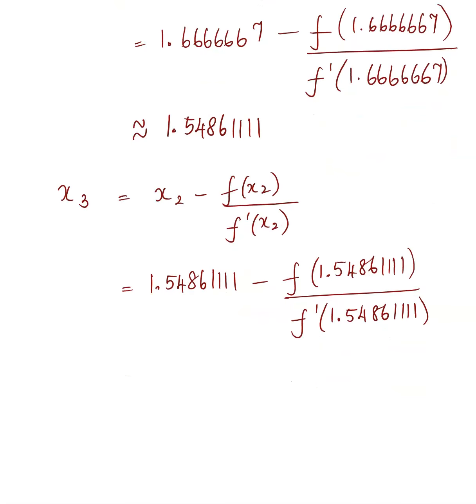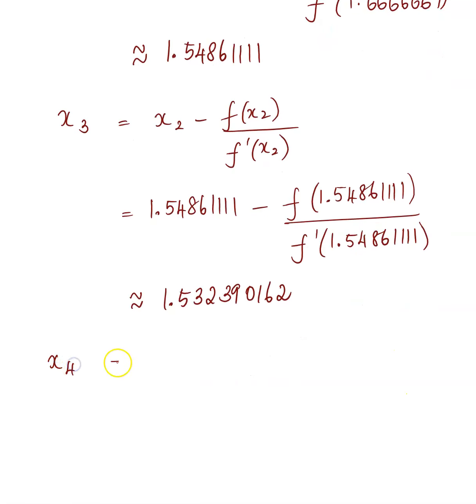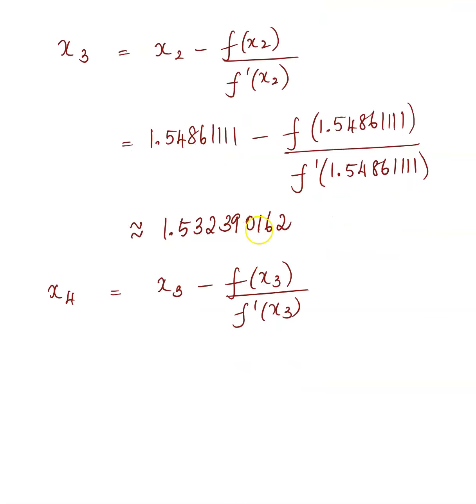X3 gives us approximately 1.532390162. x4 will be x3 minus f of x3 over f prime of x3. It's getting really long, so I am not going to enter that here, but I again urge you to pause the video and compute it yourself and cross-check with the answer here, because we need to go up to x5. That's what they wanted, so we have that.